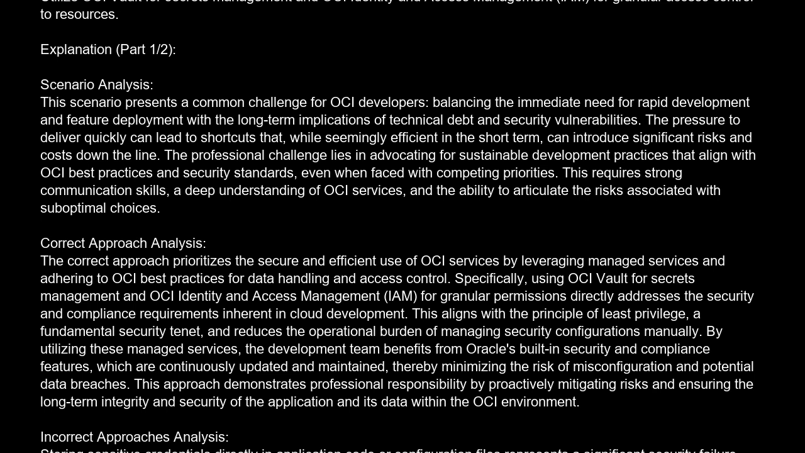This aligns with the principle of least privilege, a fundamental security tenet, and reduces the operational burden of managing security configurations manually. By utilizing these managed services, the development team benefits from Oracle's built-in security and compliance features, which are continuously updated and maintained, thereby minimizing the risk of misconfiguration and potential data breaches. This approach demonstrates professional responsibility by proactively mitigating risks and ensuring the long-term integrity and security of the application and its data within the OCI environment.